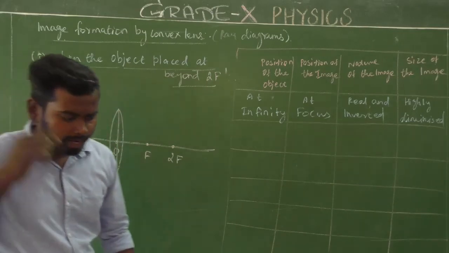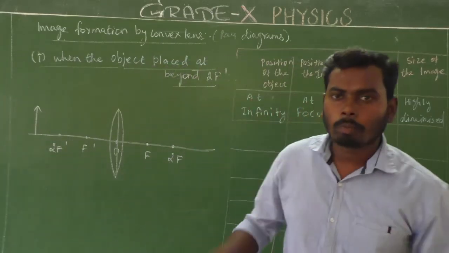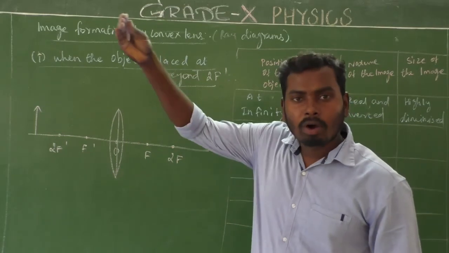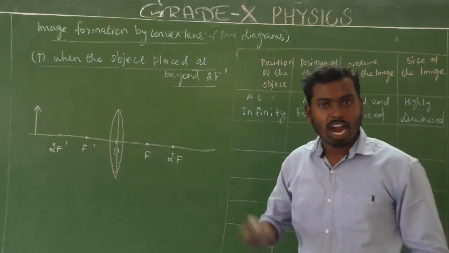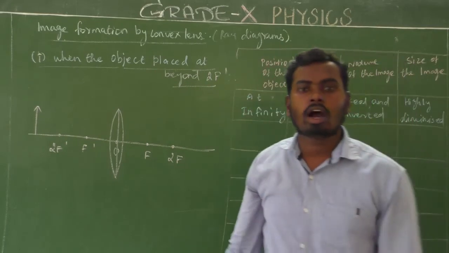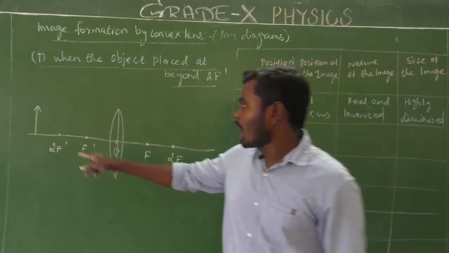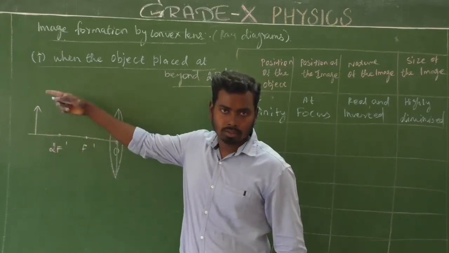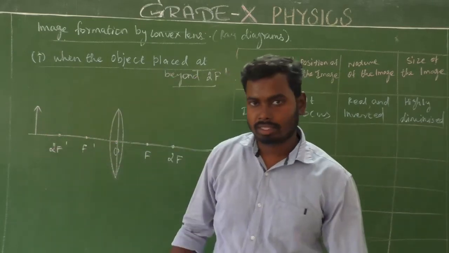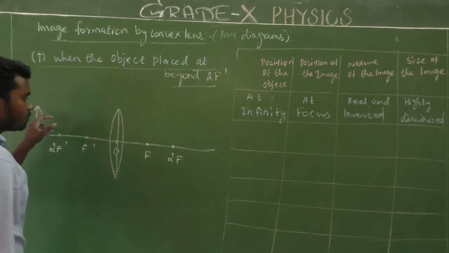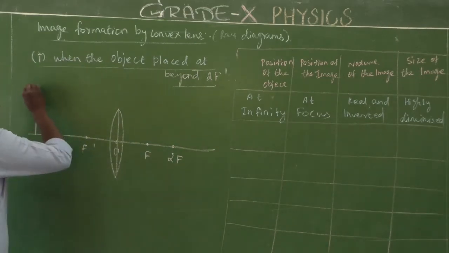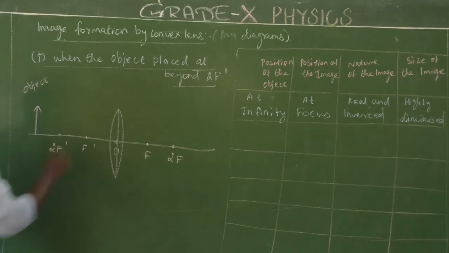Okay, keep this point in your mind. We always place the object above the principal axis, not below the principal axis. Keep this concept in your mind. That's why I have placed the object above the principal axis. Is that clear? Yes. So this is the object.